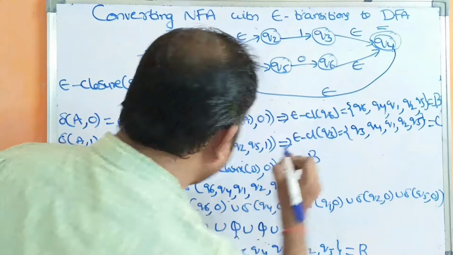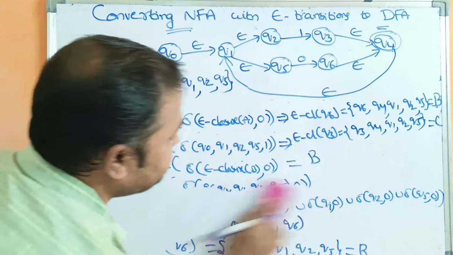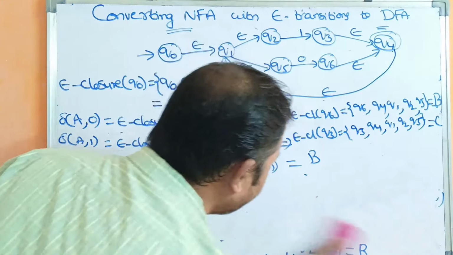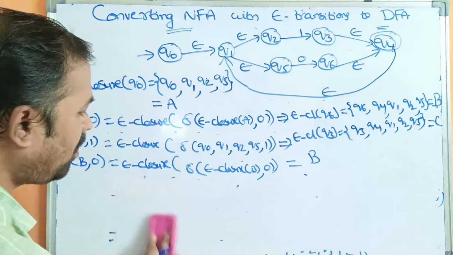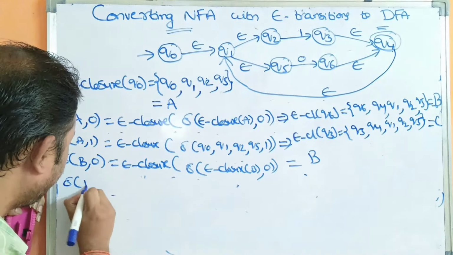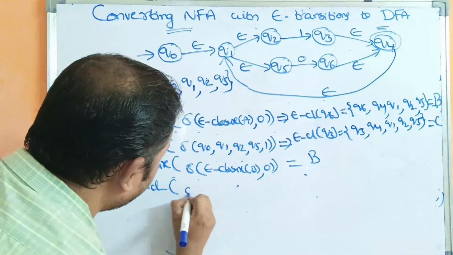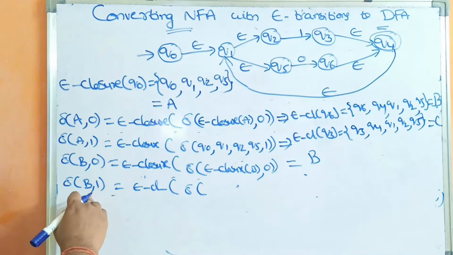So let us write this as B. If we apply 0 on B, we will get B only. So let us erase these statements. Now we need to calculate delta of B comma 1. So delta of B comma 1 is equal to epsilon closure of delta of epsilon closure of B.